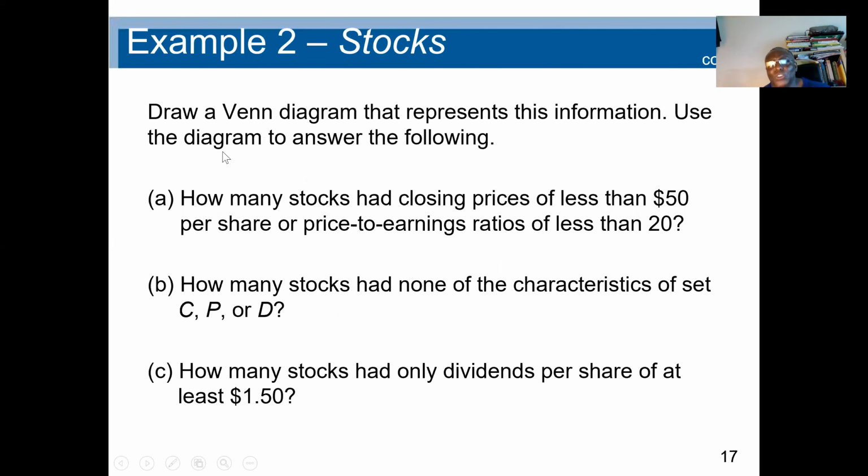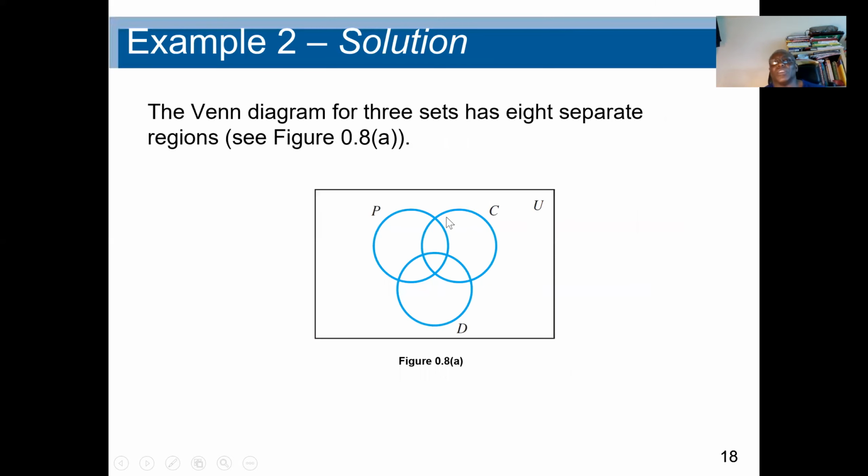So now we are going to draw a Venn diagram that represents this information, and use the diagram to answer the following. How many stocks had a closing price of less than $50 per share or a price to earnings ratio of less than 20? How many stocks had none of the characteristics of sets C, P, or D? And how many stocks had only dividends per share of at least $1.50? So here we draw the Venn diagram. Remember, we have only 3 sets, P, C, D. So we have everything together.